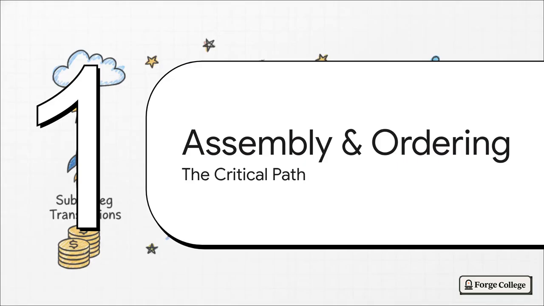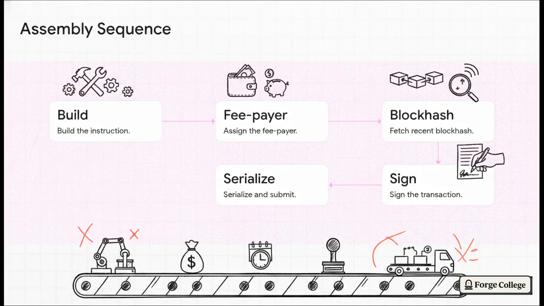All right, section 3, assembly and signature ordering, otherwise known as the critical path. With our materials gathered, we move to the absolute most critical step of our assembly line. Your server-side code has to follow this exact 5-step sequence. Ready? 1. Build the instruction. 2. Set the fee payer. 3. Fetch that recent block hash. 4. Sign the transaction. And 5.